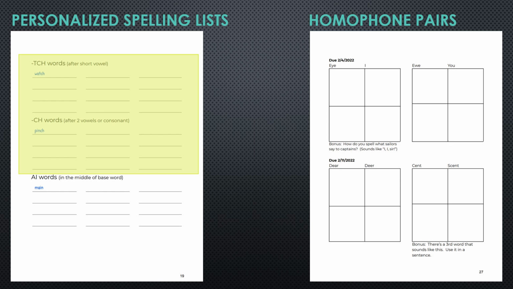Also, I did tell you you are free to stick with the after 2 vowels or consonant example for CH words, but we also discussed how our rule applies to CH sounds in the middle of the word or at the beginning of the word. So you can also do words with CH that occur at the beginning or middle of the word, as long as you're sure it makes a ch sound and not a k or a sh sound. Make sure it's a ch sound, because that's what we're studying this week. Homophone pairs, we're doing I and you this week.